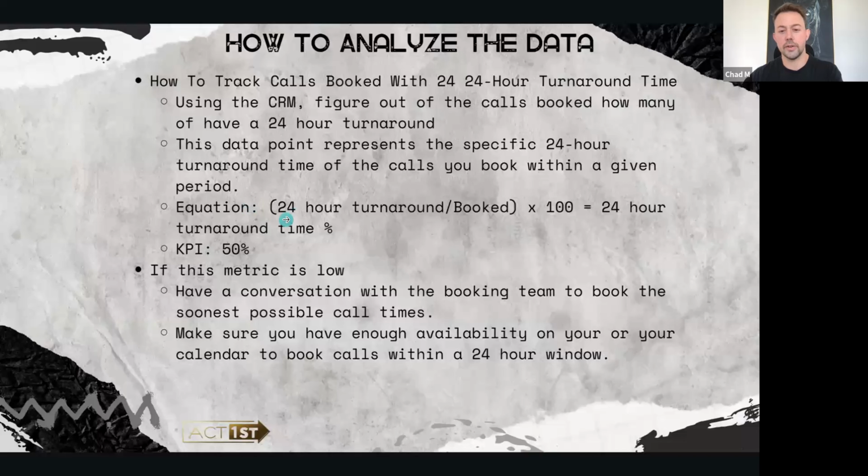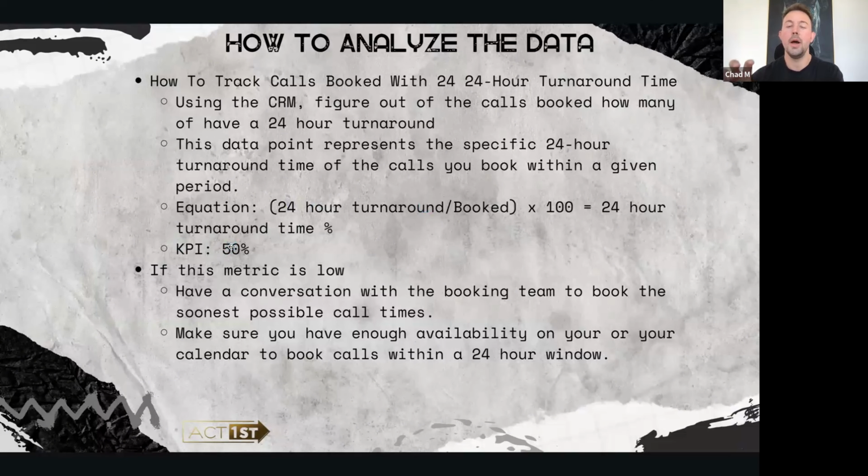So here's the equation to figure this out. Now, do you need this equation? Maybe, but it's just good information for you to have. The equation is 24-hour turnaround time divided by booked times 100 equals your 24-hour turnaround time percentage. So the number of calls that had a 24-hour turnaround time divided by the total amount of calls booked. Let's say you had 6 calls on your calendar, and 3 of them had 24-hour turnaround time. I take 3 divided by 6, multiply that by 100, and that's going to give me a 50% 24-hour turnaround time, which is the KPI.